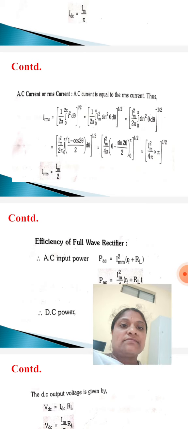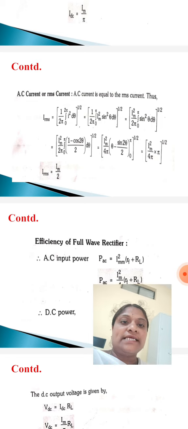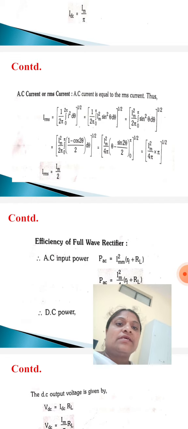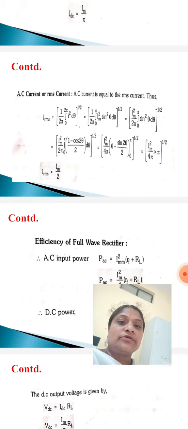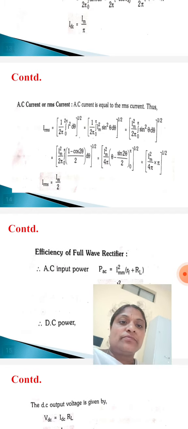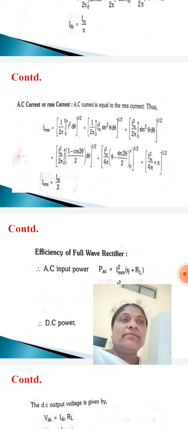So Im square by 2pi integration 0 to pi of sin square theta d theta, whole power 1/2. So what is the formula for sin square theta? It is (1 minus cos 2 theta)/2. Substitute (1 minus cos 2 theta)/2 in place of sin square theta.